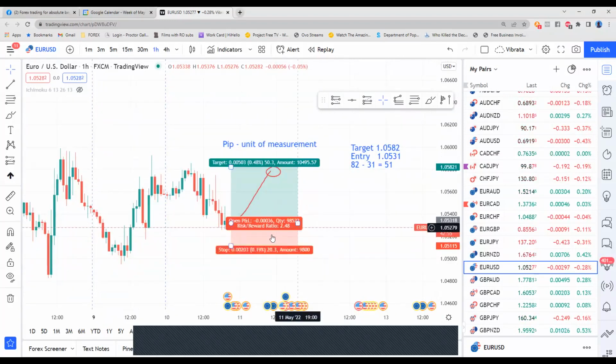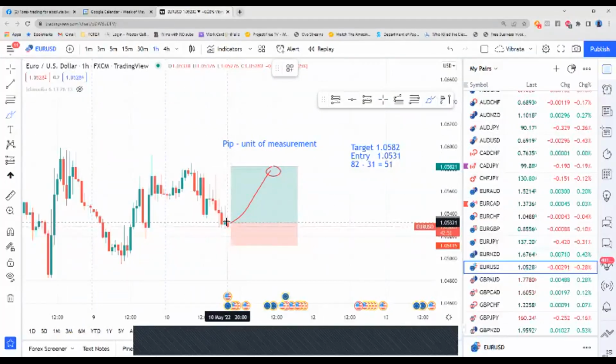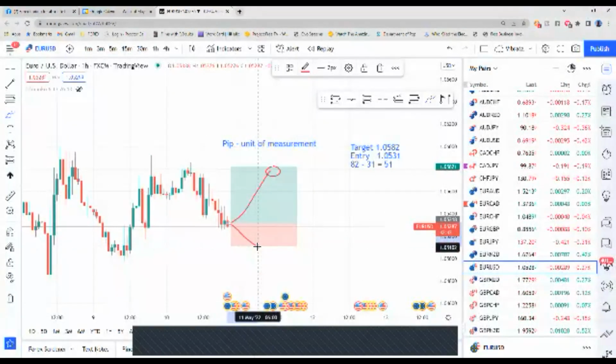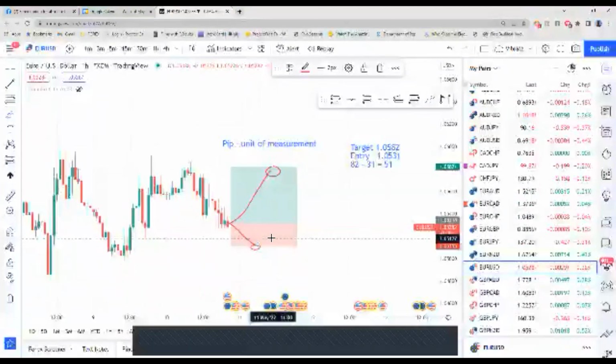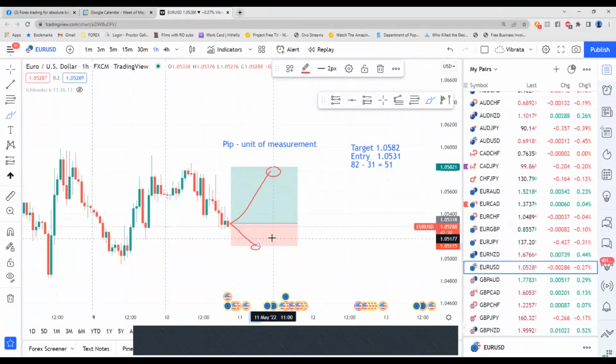Now, what happens if I'm wrong? What happens if the euro continues to lose value against the dollar and the price comes down? Well, whenever the price is anywhere in my pink zone, this is my risk zone. And when we trade, take this as a rule and write this down. You should never enter into a trade unless you have a stop loss.